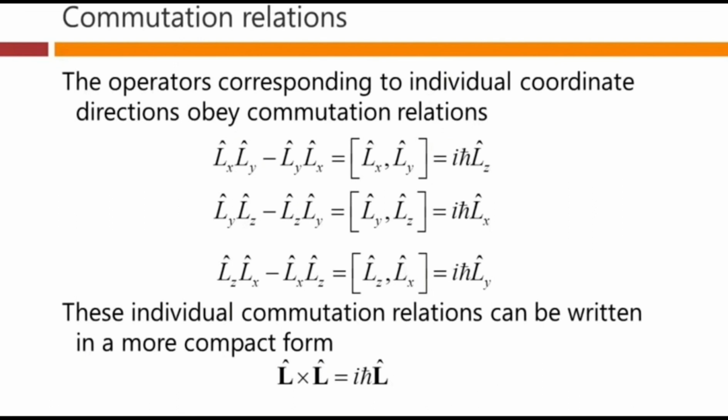Now note that these commutators are telling us that in fact these operators are not in general going to share sets of eigenfunctions, because these operators do not commute. These individual commutation relations can be written in a more compact form, that is L cross L equal to i h bar L.